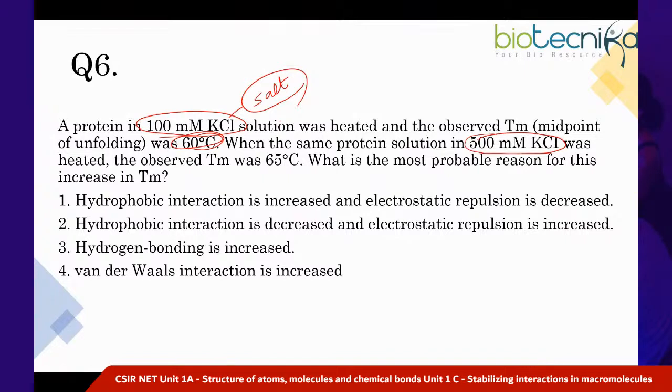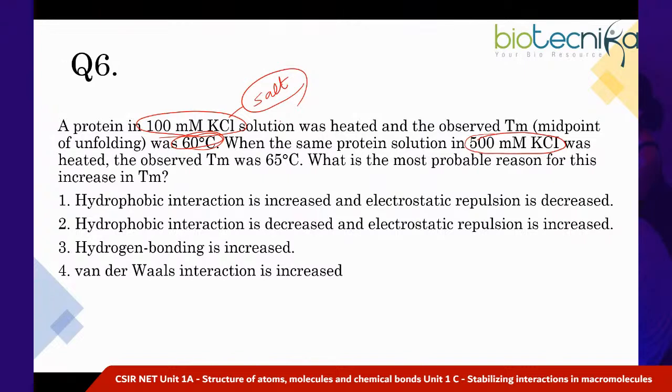That means it has become more difficult to unfold the protein. Initially, it was easier. 60 degrees was a lesser temperature. But now you need more temperature to unfold the protein. So what can be the reason for that? Okay. So here it's a very important phenomenon that we call this.